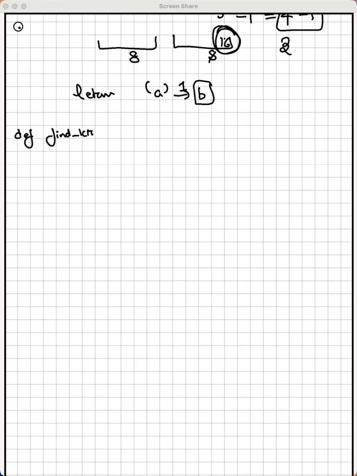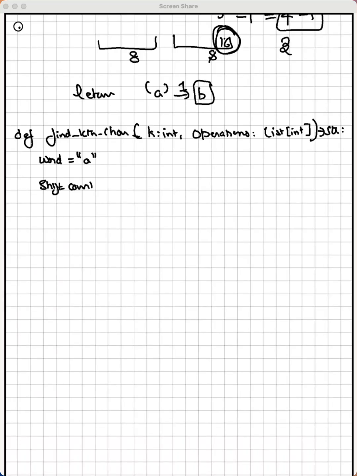So, find kth character. This time we are given k, which is an integer, and we are given operations, which is a list of integers. And what we are expected to return is the kth character, so we are going to be returning a string. Now for this, my starting state, like before, is just A, and my shift counter is equal to 0.